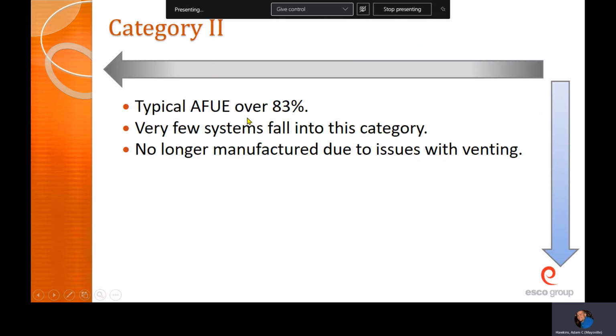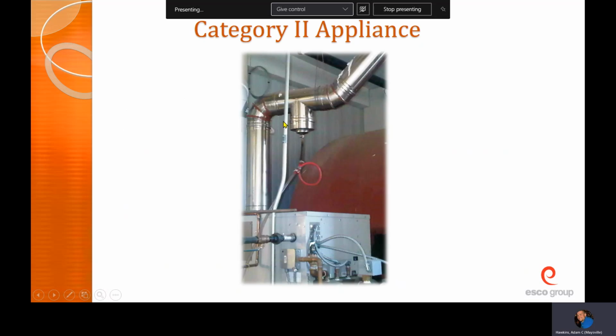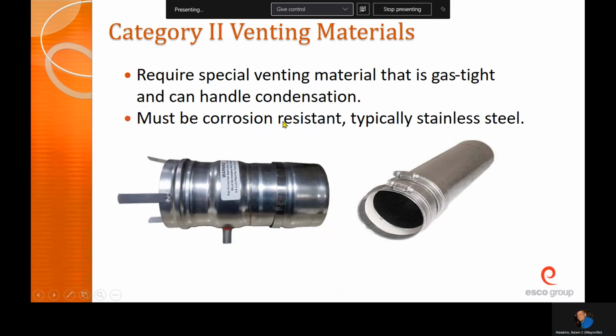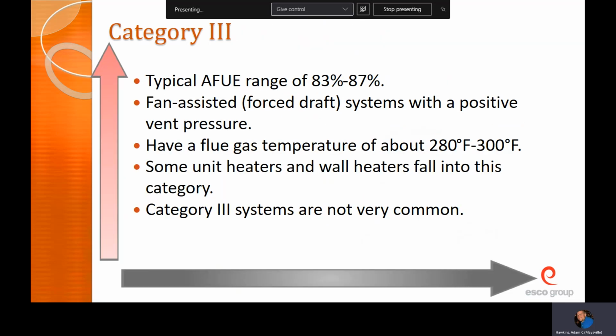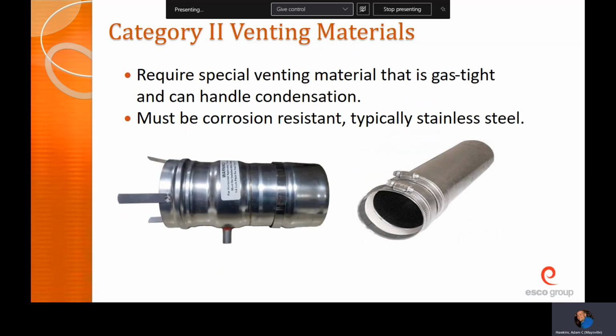But category 2 furnaces are going to be 80 plus, 83%. It's not something that you're going to run into a whole lot. And so I'm not going to spend a ton of time with this. Honestly, I don't know that I've ever seen a system like this.